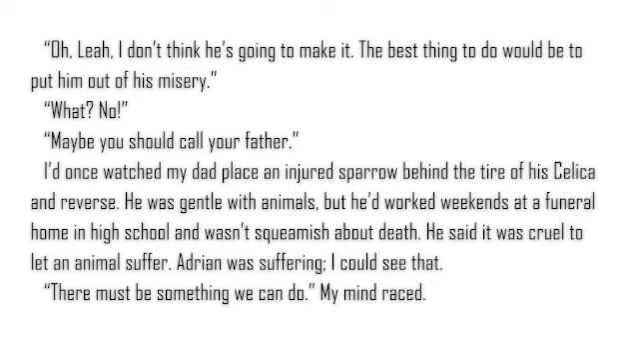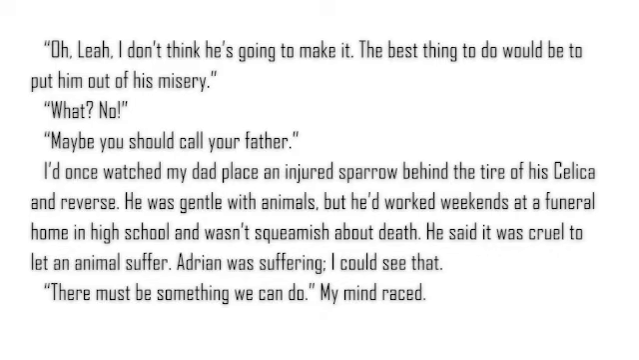So Lee's hamster, whose name is Adrian, was just found by her dog in the snow. So her dog has come in with her nearly lifeless hamster. Oh, and by the way, this starts with her mother speaking. "Oh, Lee, I don't think he's going to make it. The best thing to do would be to put him out of his misery." "What? No. Maybe you should call your father."